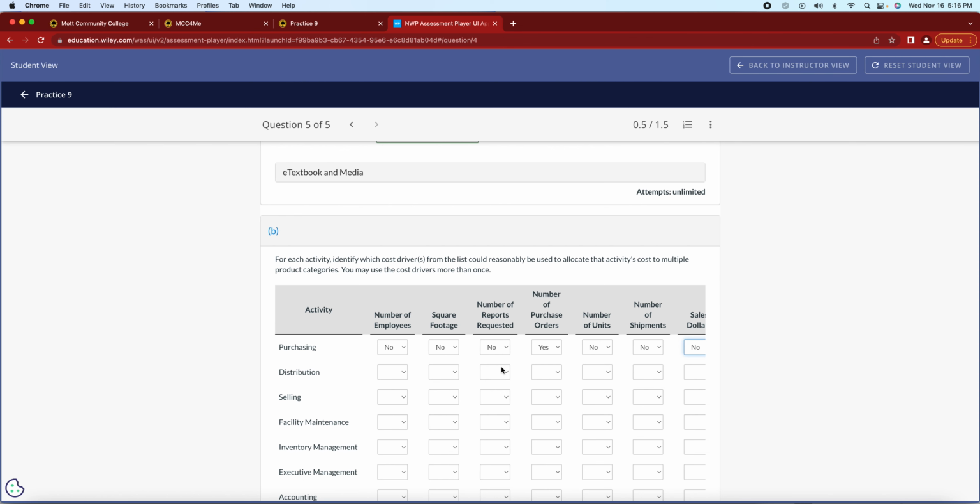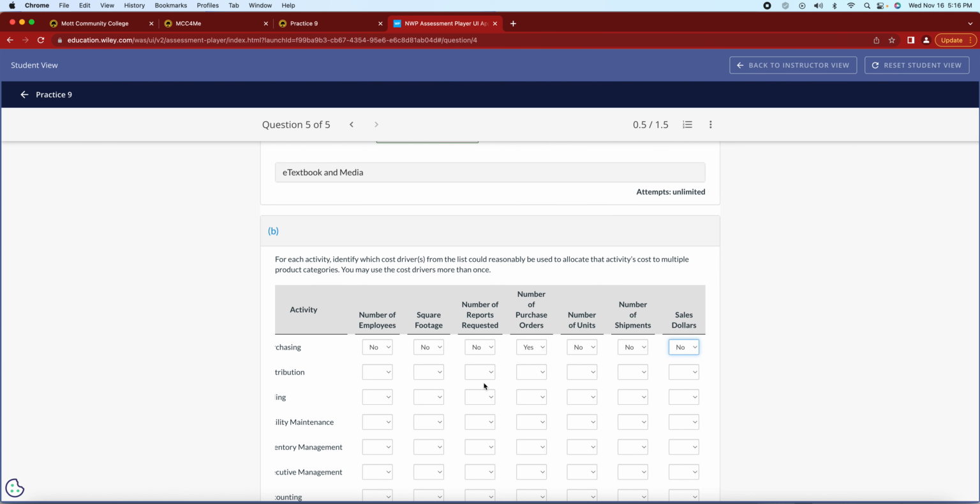For distribution, the only one, I guess there are two in this one. Distribution would definitely be related to the number of units. And it could also be related to number of shipments. So shipments could be a cost driver for number of units. Sales dollars. Oh, we have to go back and put no in all of these.